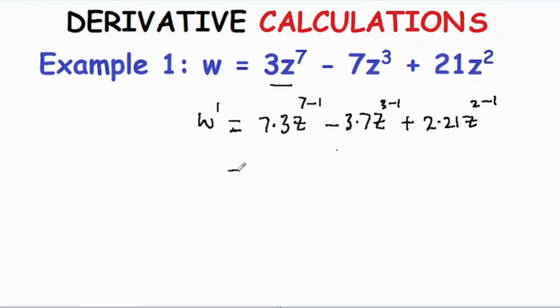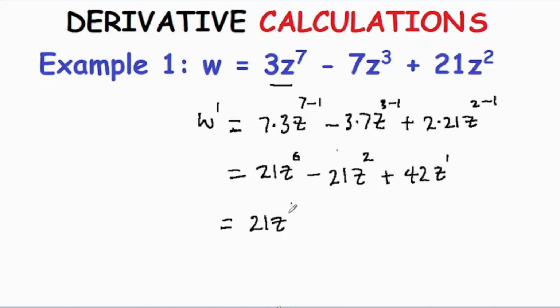And we end up having 7 times 3, 21 z. 7 minus 1, that is 6. Negative 3 times 7, 21 z. 3 minus 1, we have 2. Plus 2 times 21, 42. And we have z. 2 minus 1, we have 1. So our final answer is 21 z raised to power 6 minus 21 z squared plus 42 z.